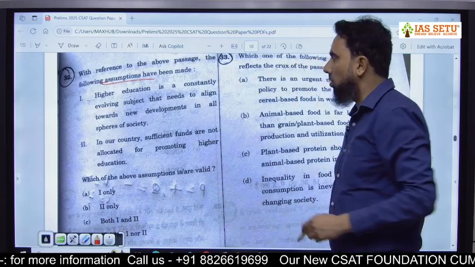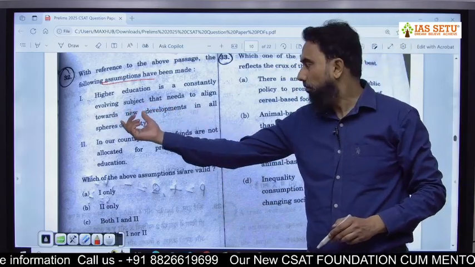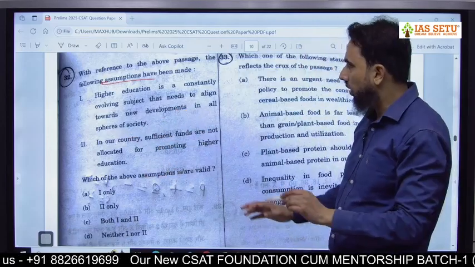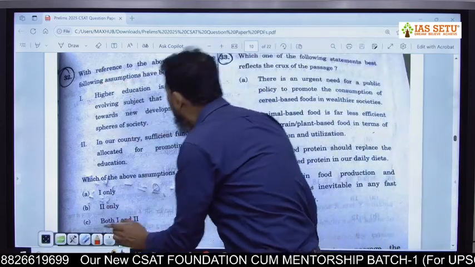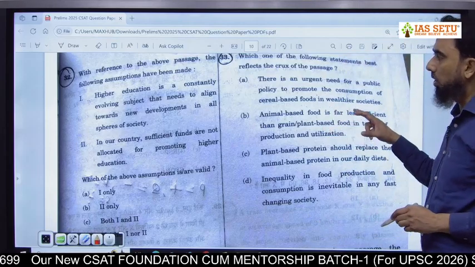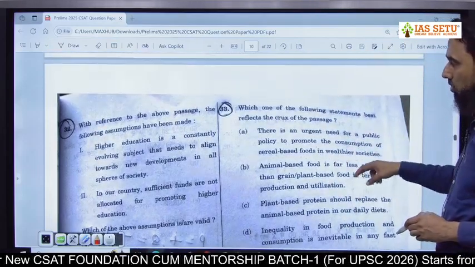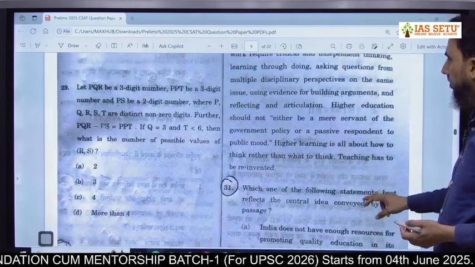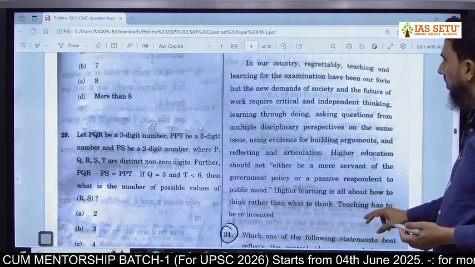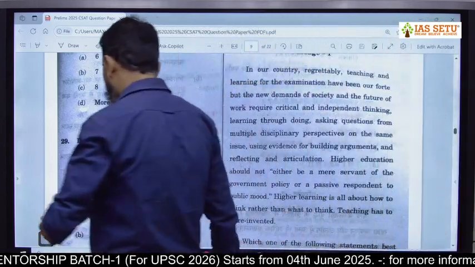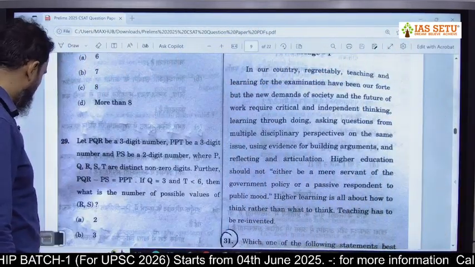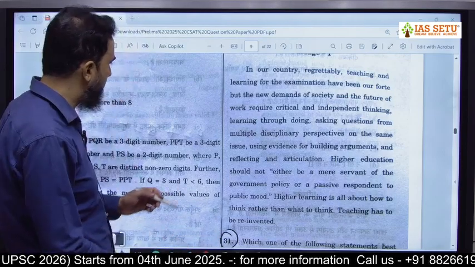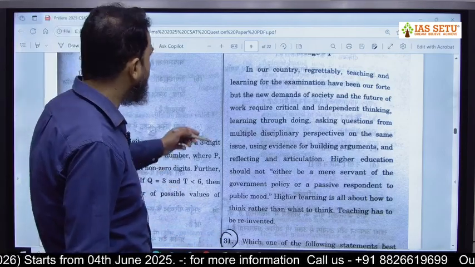Higher education is a constantly evolving subject that needs to align towards new developments in all spheres of society. It's an evolving subject and needs to align towards new developments in all spheres of society. Let me show you the data support for this statement. In fact, the paragraphs were so small that the student could have gone back and forth from the statements to the passage options very easily.